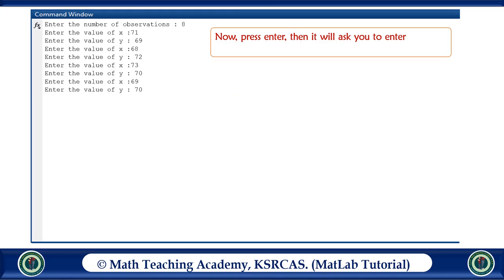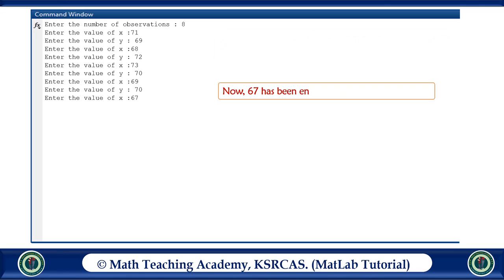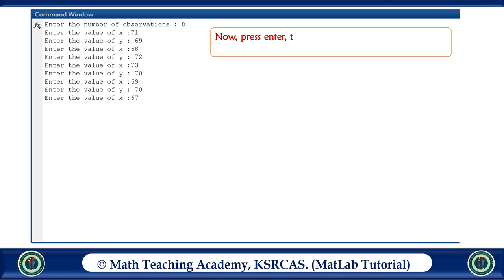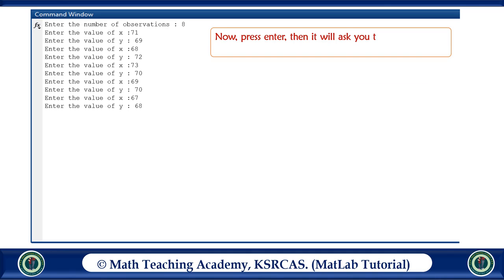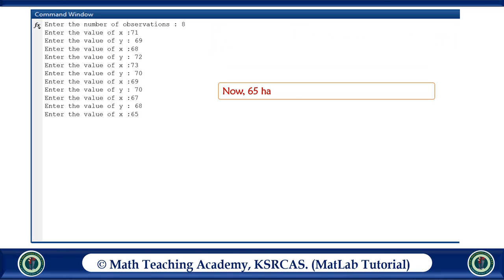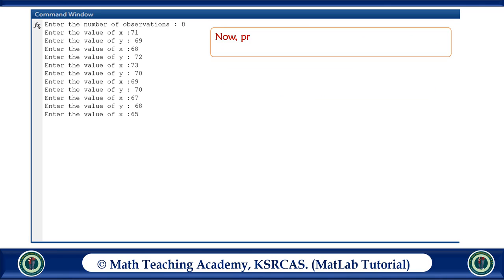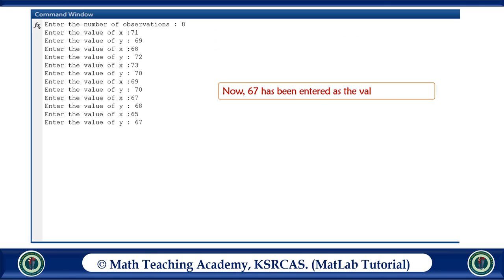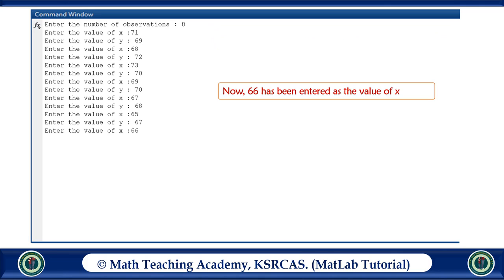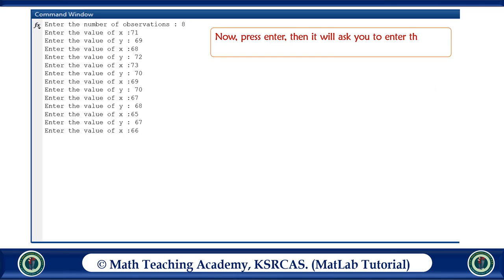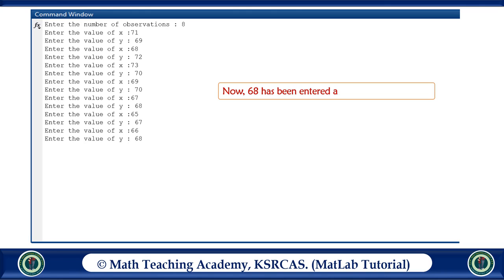Now press enter, then it will ask you to enter the value of x. Now 67 has been entered as the value, and the value of y is 68. Then x is 65 and y is 67. Then x is 66 and y is 68.